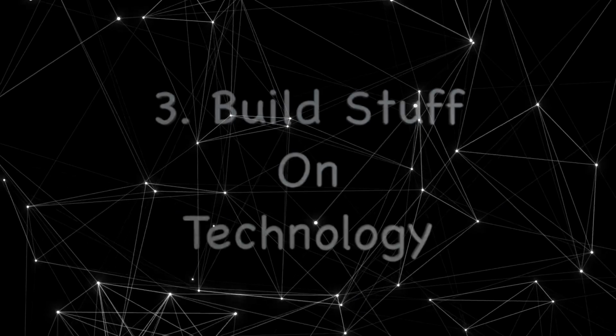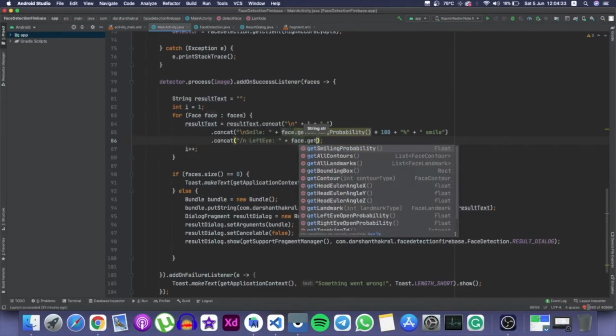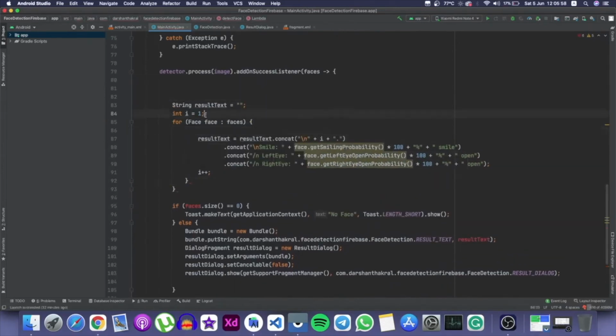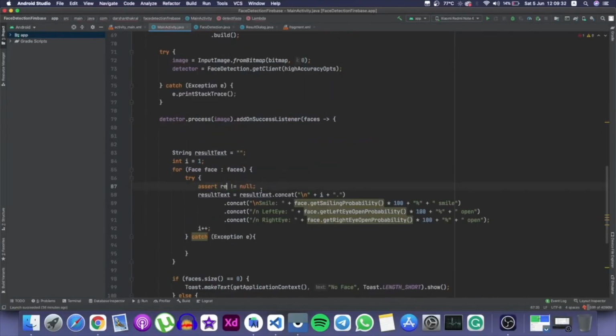Now third is build stuff on that tech stack. Let's say you have completed learning the programming language and you have worked on Android Studio, you have understood all the basic stuff. Now it's time to build something which can solve some kind of problem. Either it can be a personal problem or a problem that you realized around yourself. So you have to build some kind of solution with whatever you have learned.